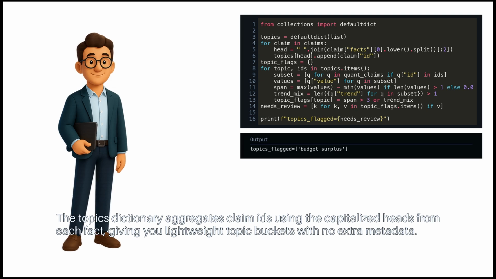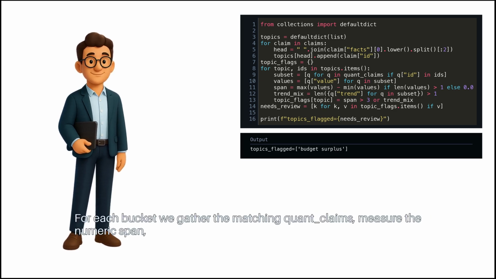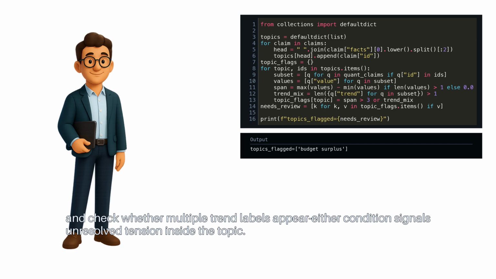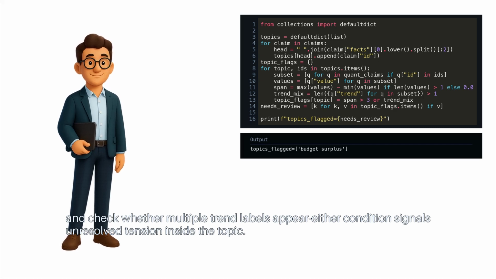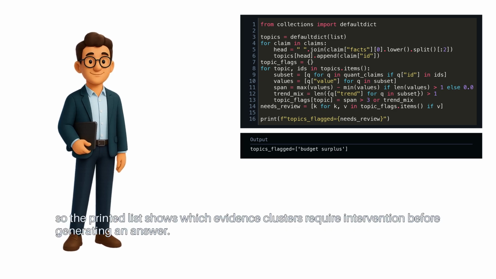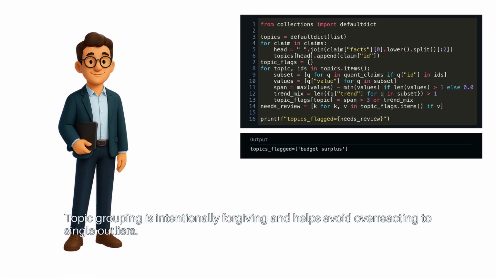The topics dictionary aggregates claim IDs using the capitalized heads from each fact, giving you lightweight topic buckets with no extra metadata. For each bucket, we gather the matching quant claims, measure the numeric span, and check whether multiple trend labels appear. Either condition signals unresolved tension inside the topic. Needs review collects the topic keys that triggered a warning, so the printed list shows which evidence clusters require intervention before generating an answer. Topic grouping is intentionally forgiving and helps avoid overreacting to single outliers.